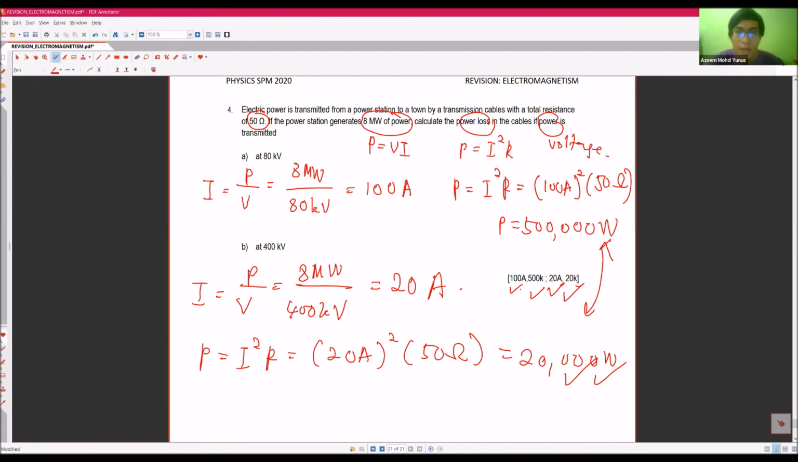So hopefully you understand all the concepts and practice as much as possible. Do some of the paper 1 questions and you will see that a lot of the questions about power loss, and about why we need to increase the voltage for electrical transmission, come up frequently. So hopefully you study very well and hope to see you soon.